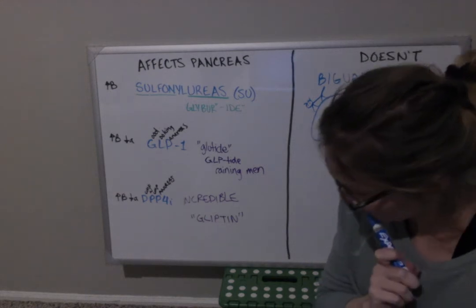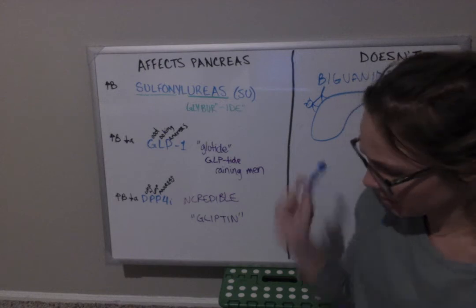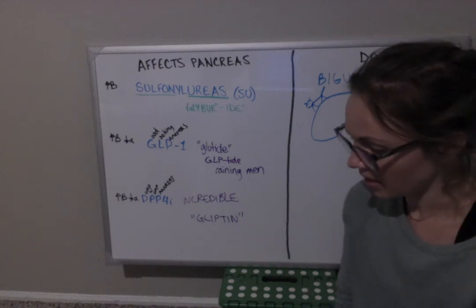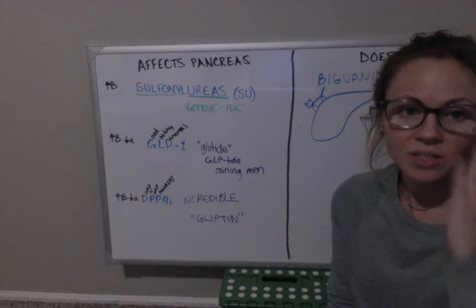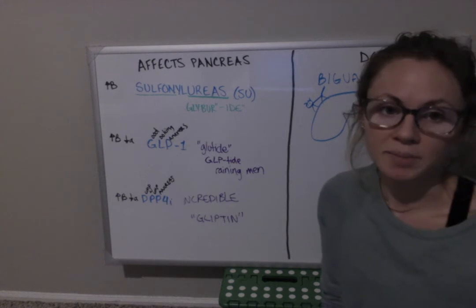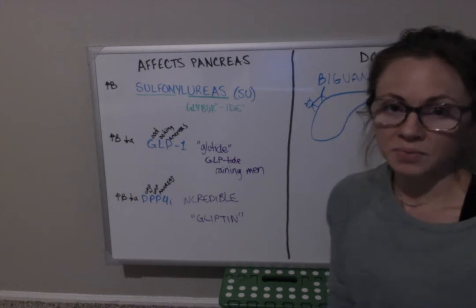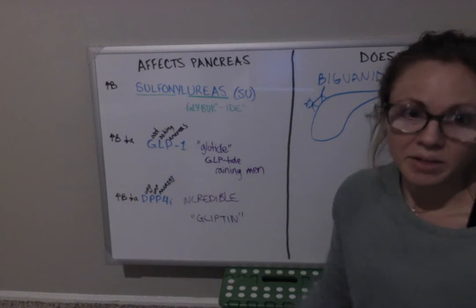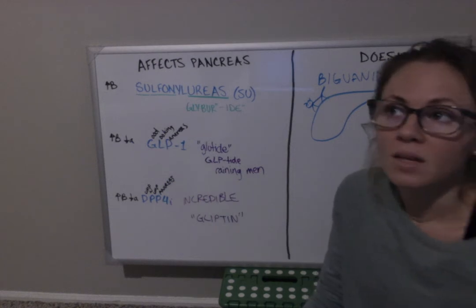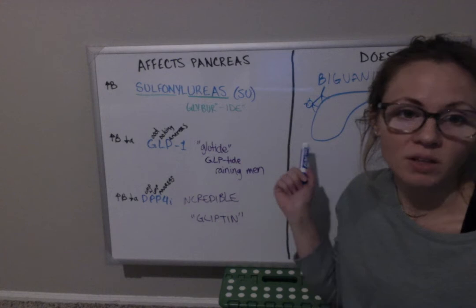And the biggest thing with this one is that it tends to cause GI issues. That's going to be the biggest reason people stop taking it. And in that case, you could then go to a GLP-1. And this one's been around for a really long time. It's very cheap.